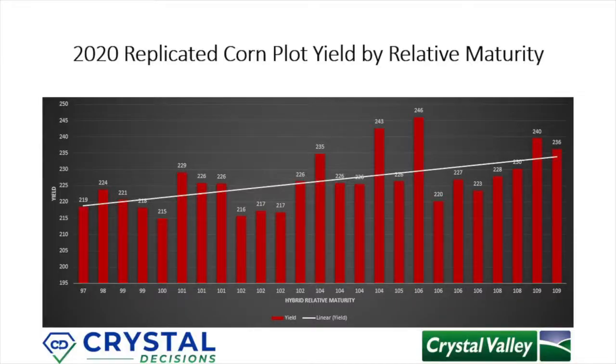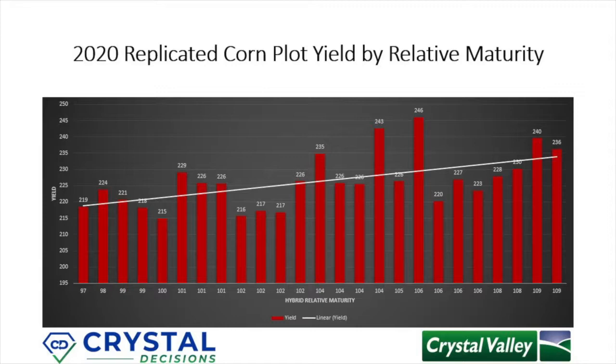With hybrid selection, another important decision to look at is relative maturity. We've been looking at this for a number of years, and 2020 was no exception. The graph that you're going to see now is all of our replicated plot data by relative maturity. There are some outliers in there. We had a really good 106 day and there's a 104 day that stand out.